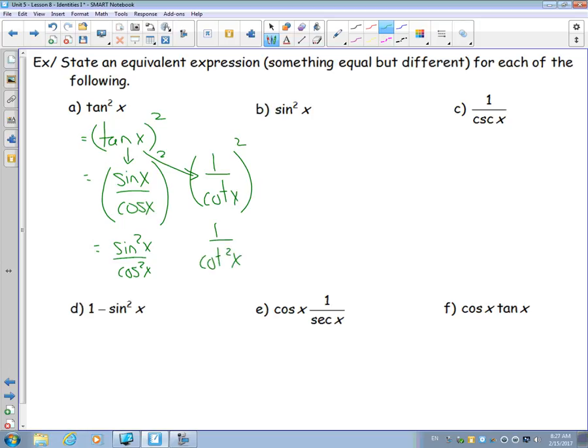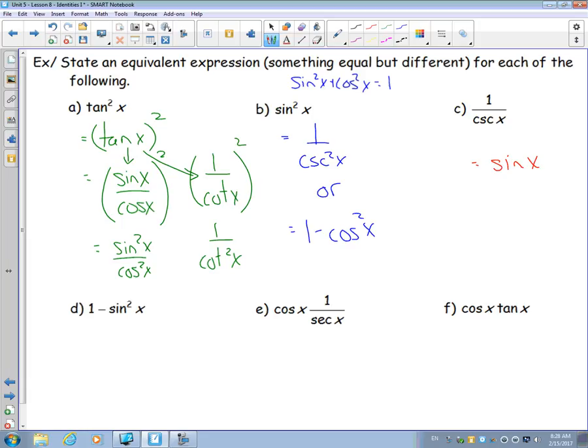Okay, we have to put the square between the expression and the x. Okay, give me something different for sine squared. What can I write that as? Well, I could use the reciprocal idea, so 1 over cosecant squared. Or, if I use the Pythagoras idea, sine squared plus cos squared equals 1, I could write sine squared as 1 minus cos squared. Those are different things that are equivalent. An easy one, 1 over cosecant. What can I write that as? Well, that's a reciprocal one. I could just write that as sine.